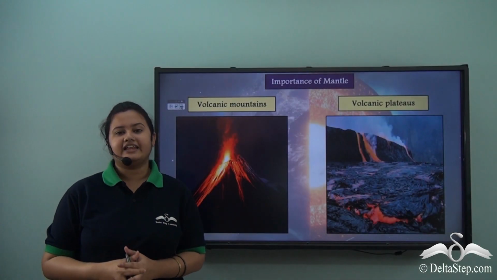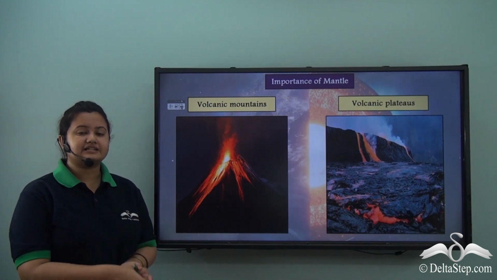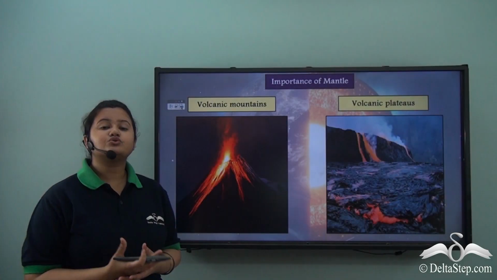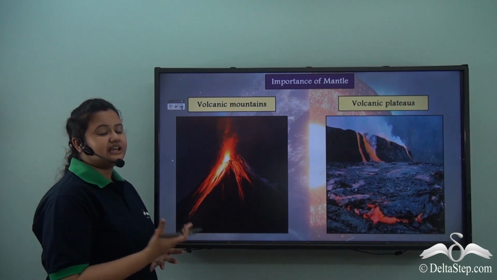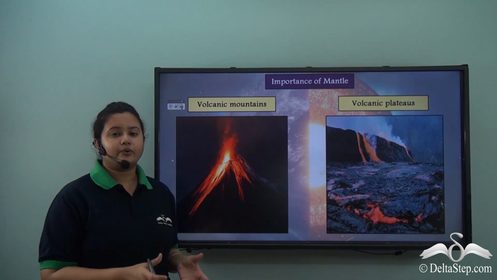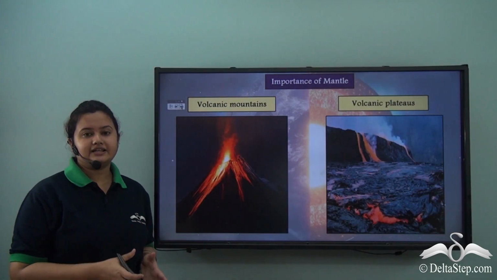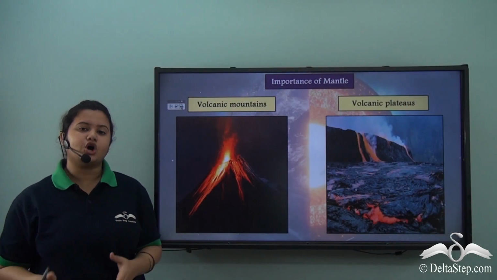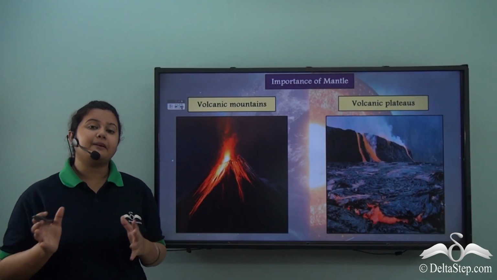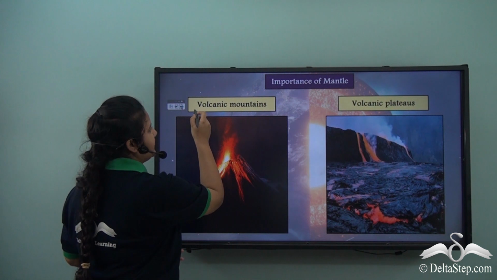So we just learned that the activities within the mantle, that is the convectional currents within the mantle, define the landscape of the Earth's surface. So due to volcanic eruptions, we can see various landforms on the Earth's surface. The hot molten liquid that comes out of a volcano is called lava. This lava condenses on reaching the Earth's surface because the Earth's surface is comparatively cooler. Now the lava condenses and piles up on top of one another, leading to the formation of volcanic mountains.